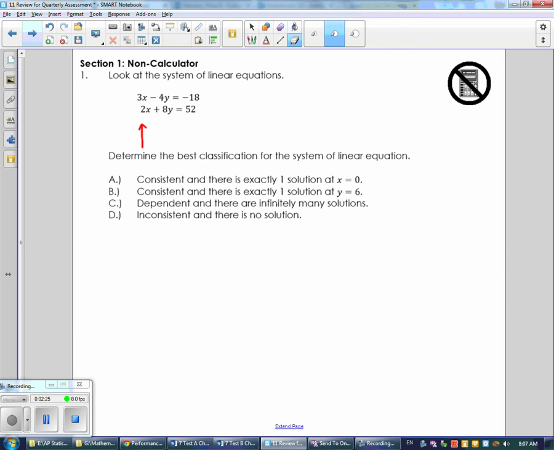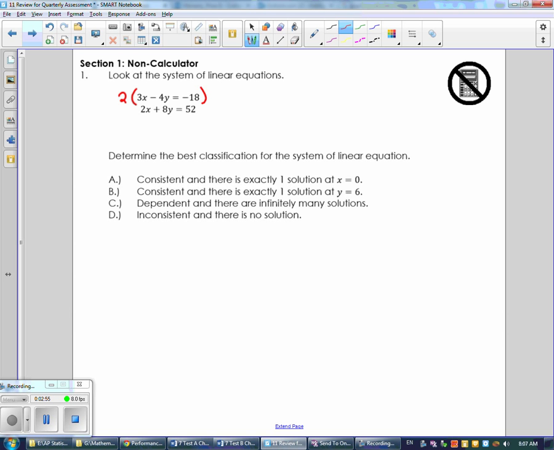Instead, if I look at my y variable, one of the coefficients is a negative 4 and the other is a positive 8. Since 4 divides evenly into 8, I only have to change one equation to make my y's cancel. And so if I multiply my first equation by a 2, that's going to give me a coefficient for y of negative 8. And a negative 8 is going to cancel with a positive 8. So remember that your coefficients have to have the same number, but they also have to have opposite signs so that when you combine them, they cancel.